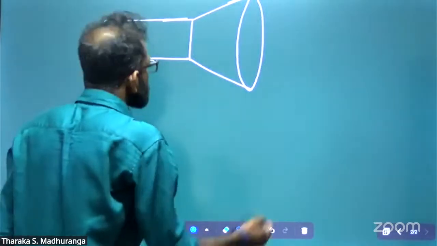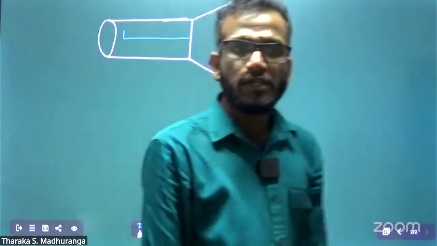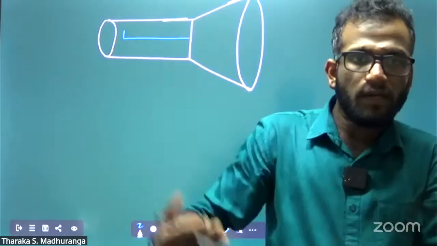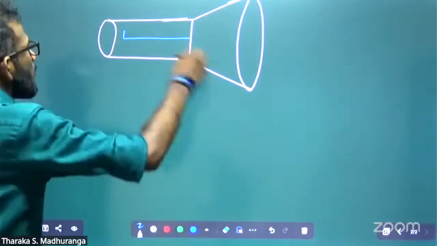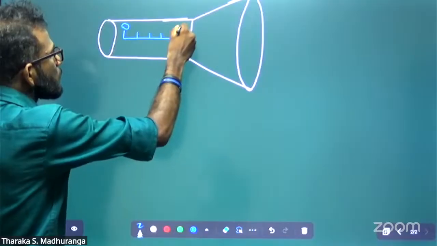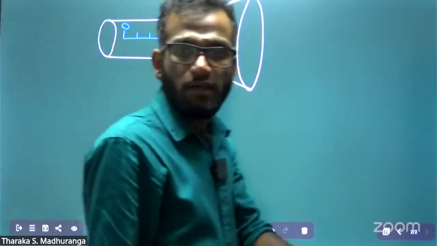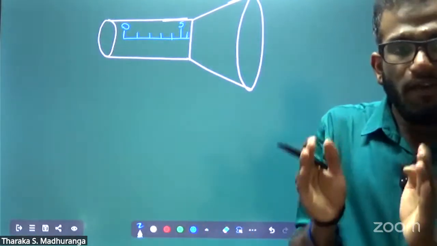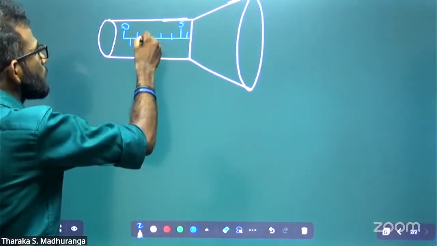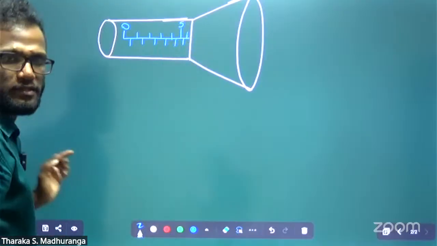Okay, I told you the linear scale is calibrated on the upper side like this: 0, 1, 2, 3, 4, 5, 6, one by one. Each 1 millimeter is divided into 2 parts by the lower calibration: 0.5, 1.5, 2.5, 3.5, 4.5, 5.5, like this.